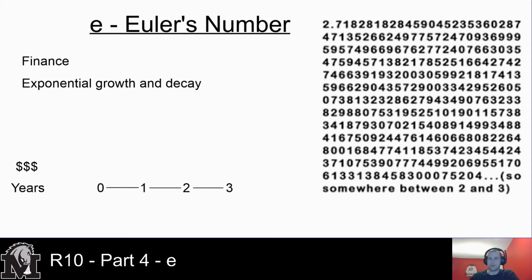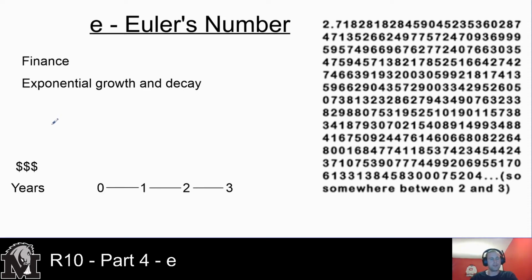So it's an irrational number, and I don't expect you to memorize this at all. You actually have a button in your calculator that will tell you what it is. But it's important because it's found naturally, found in nature, you could say. And a couple of key applications: one is in finance, and the other one is in exponential growth and decay.